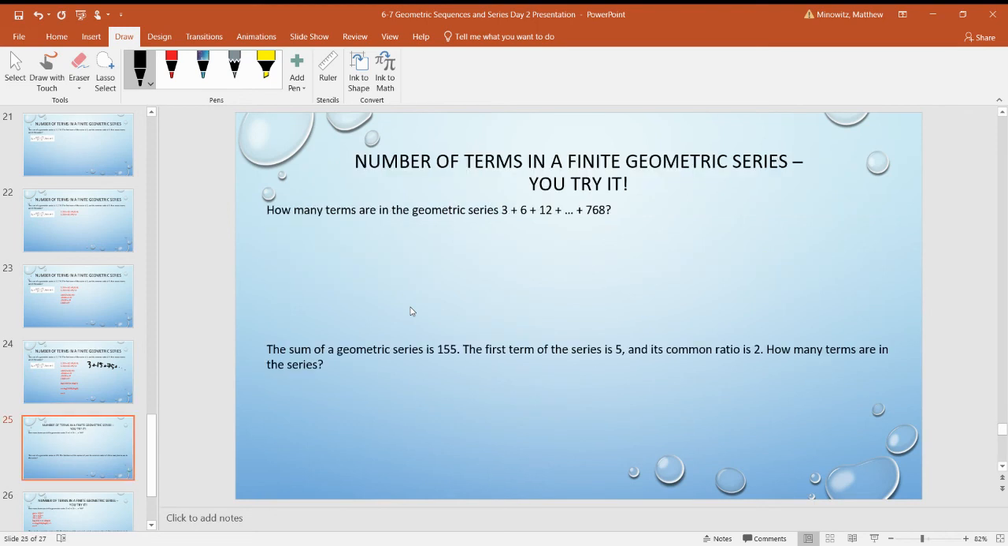And now it is your turn. You're going to try one of each. How many terms are there? And in both cases, if I give you the series itself, or if I give you the first term, the ratio, and the sum. Pause the video, take 5 or so minutes, try it out, see how you did. We'll see the answers momentarily.